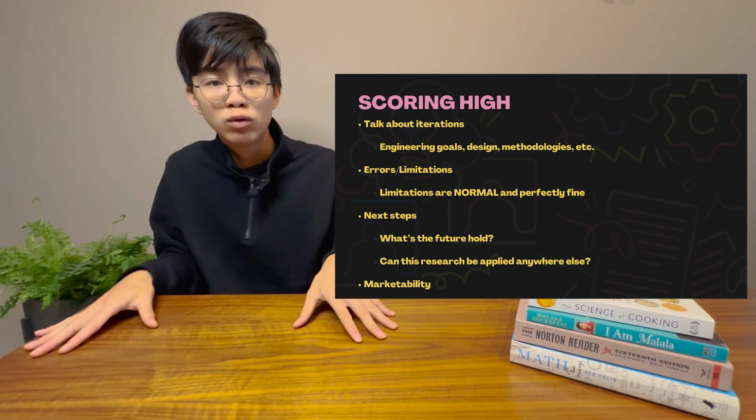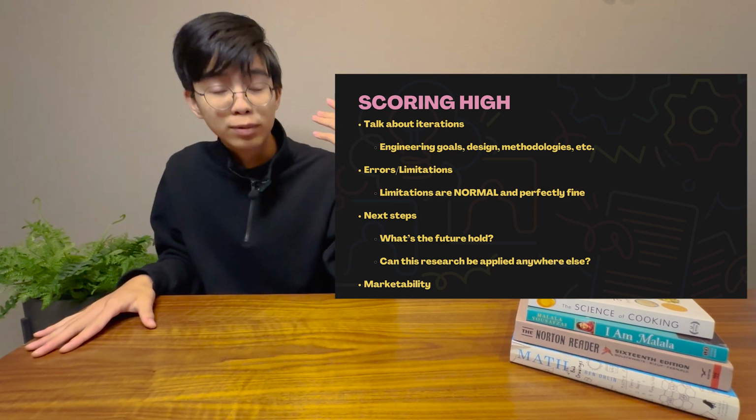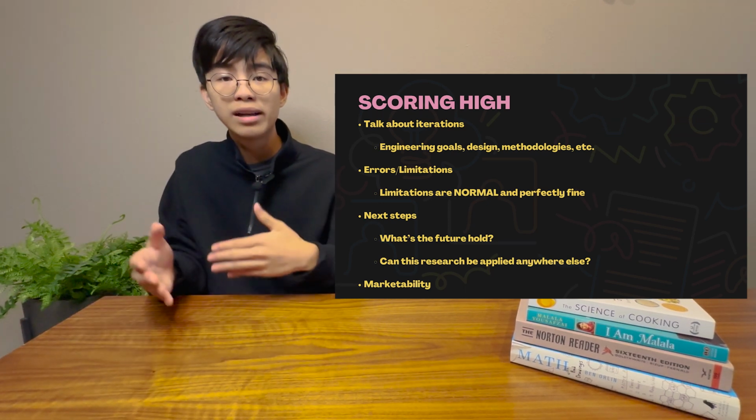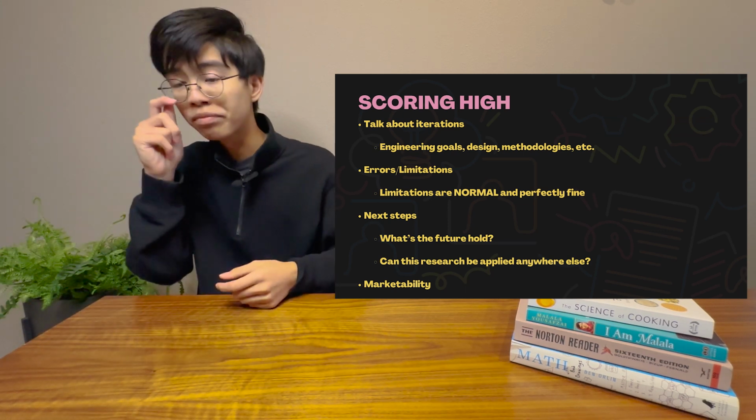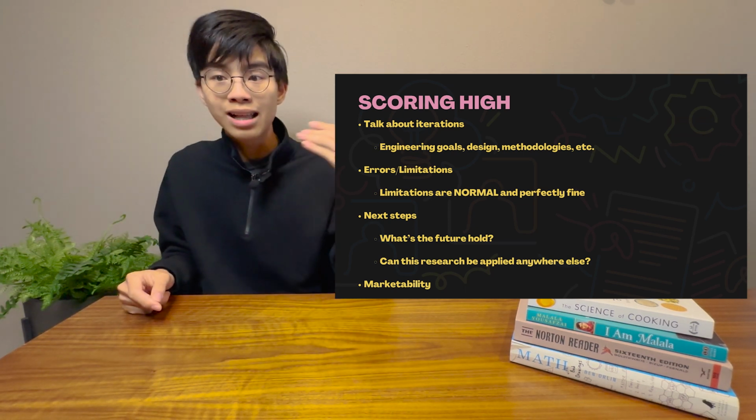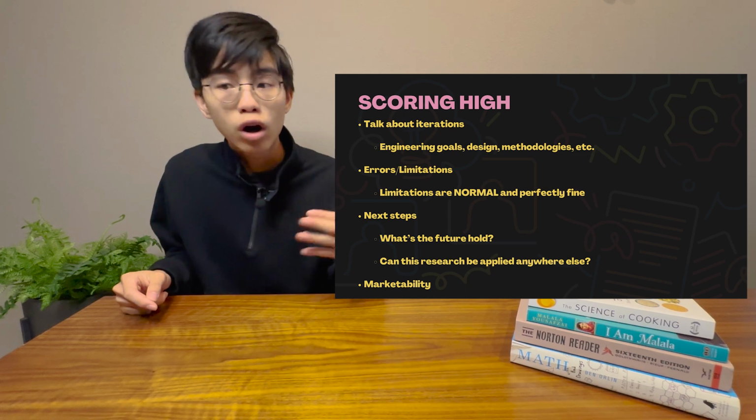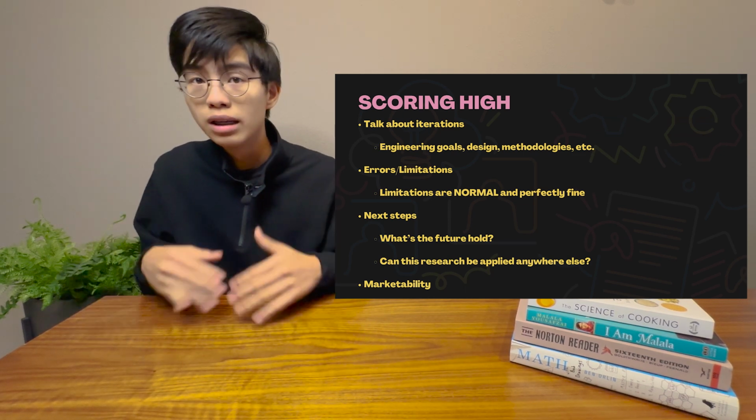I've seen a lot of science fair rubrics that give high points to researchers who talk about how they iterated, what they've learned, and the mistakes they've made. Once again, building on that, the errors and limitations, right? What are the limitations of research? Mention those. That's perfectly fine.